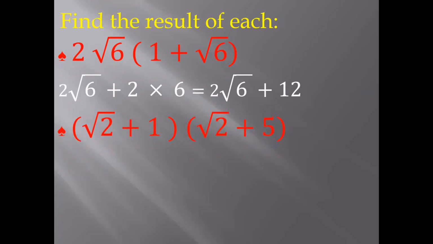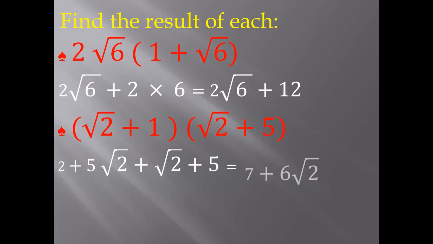Here, root 2 plus 1 multiplied by root 2 plus 5. I make root 2 times root 2 equal 2, and root 2 times 5 equal 5 root 2, plus 1 times root 2 equal root 2, and 1 times 5 equal 5. So the answer will be 2 plus 5 root 2 plus root 2 plus 5. I add 2 plus 5, it will be 7, and 5 root 2 plus root 2 equal 6 root 2. And this is the answer.